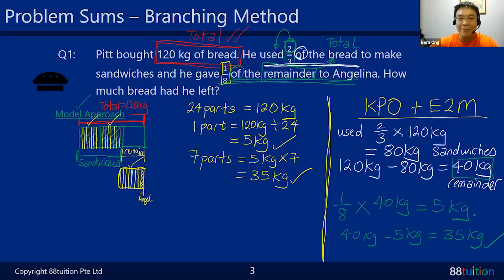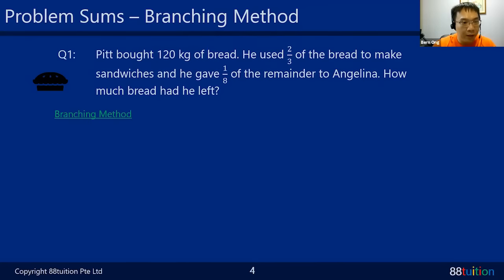Okay, come. So let's go into branching. I haven't gone into branching yet. So I'm going to talk about something called branching to see whether it is useful to you or not. If you think it's useful, learn to use the branching, because you can use it for a lot of questions. Same question, let me just show you the branching method.